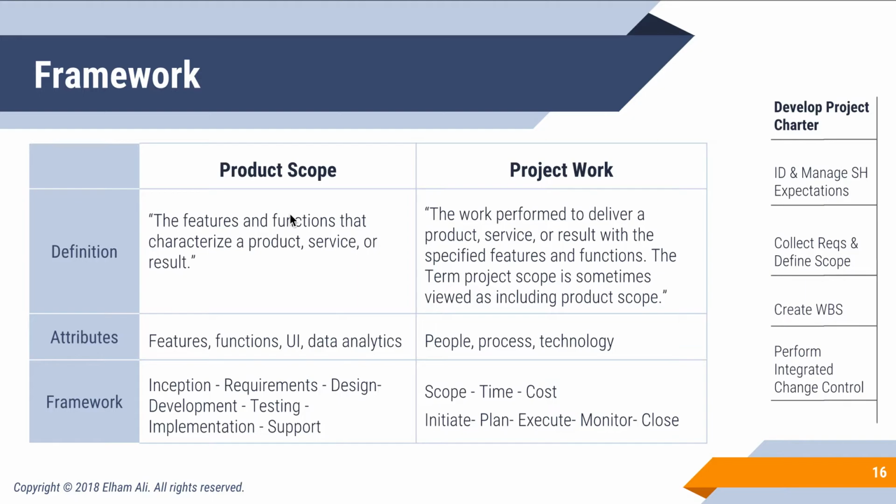Project work, on the other hand, is all about what is the specific kind of work that we need to accomplish in order to get to the features and functions of the product. So you will see a lot of things from figuring out how to manage your human resources, your processes, your technologies, and it's all about team building, communication, change management, and certain operational duties. And so the framework that you'll tend to see is balancing 3 really important constraints, which is scope, time, and cost, under a specific framework like initiate, plan, execute, monitor, and close.